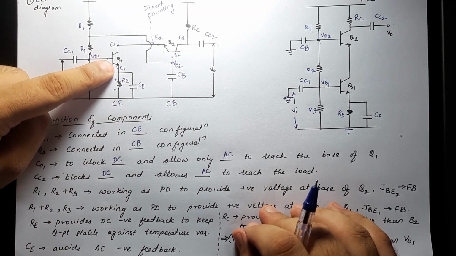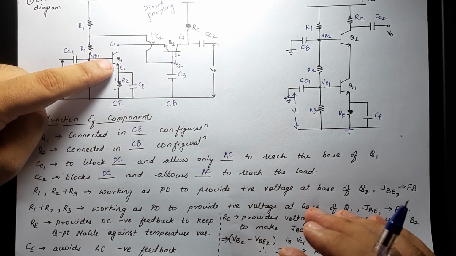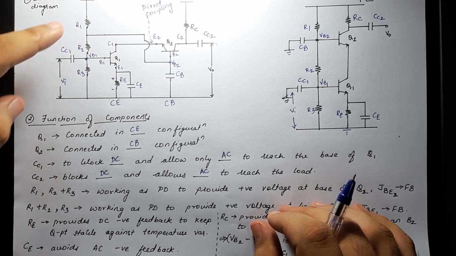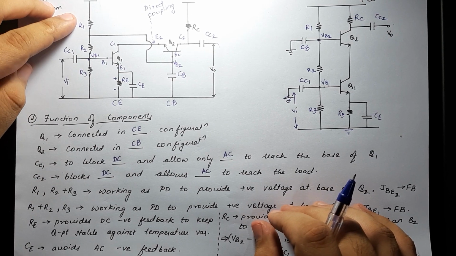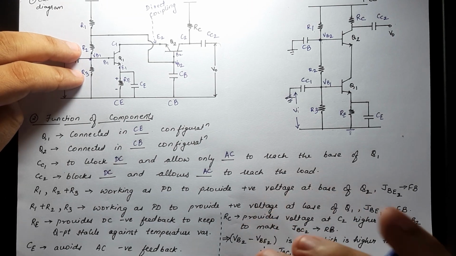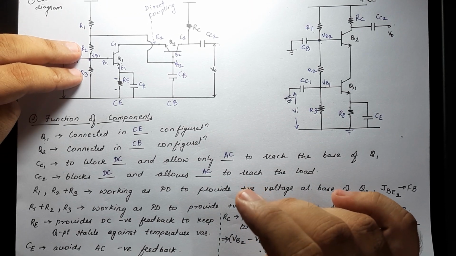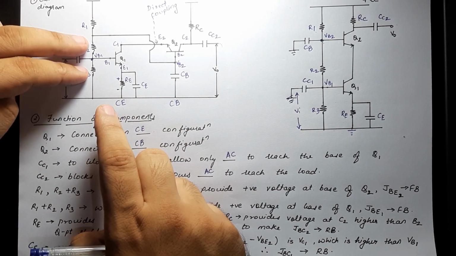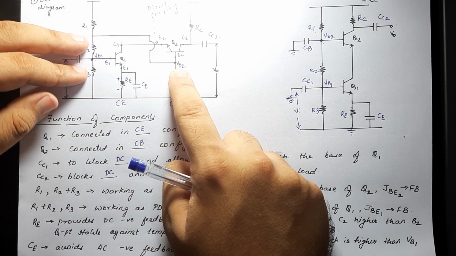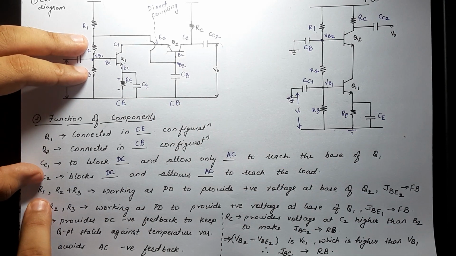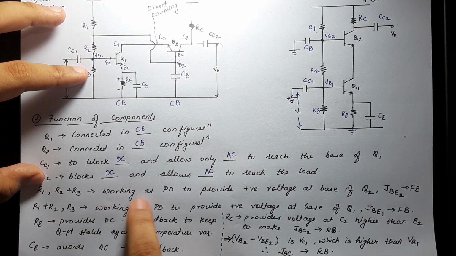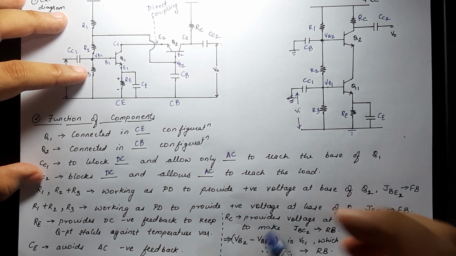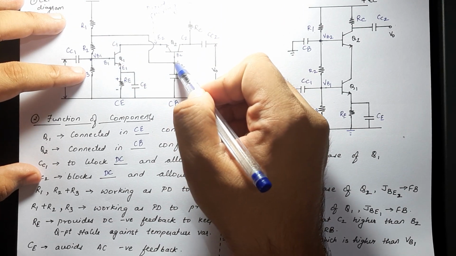Now there is a combination of resistances to be considered for each transistor. For this transistor, let us have what is written over here: R1 and R2 plus R3. R1 is a single resistor and R2 plus R3 make a common connection. This is a potential divider configuration working as an input to the second transistor. Hence R1 and R2 plus R3 work as a potential divider to provide positive voltage at the base of Q2.